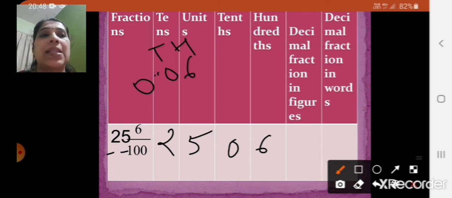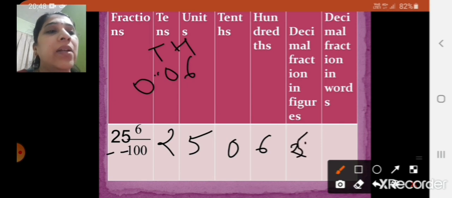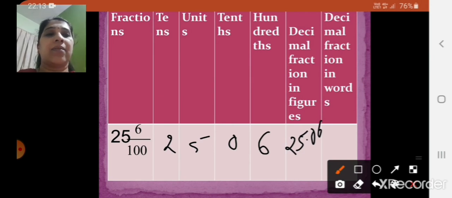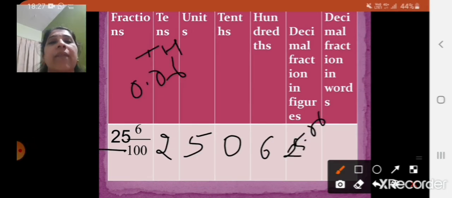So in the decimal fraction in figures what you will write is 25.06, right? Now decimal fraction in words, how will you write? You will say TWENTY-FIVE, POINT, ZERO, SIX. So in this way children, we can write the place name and the decimal fraction in figures as well as in words.